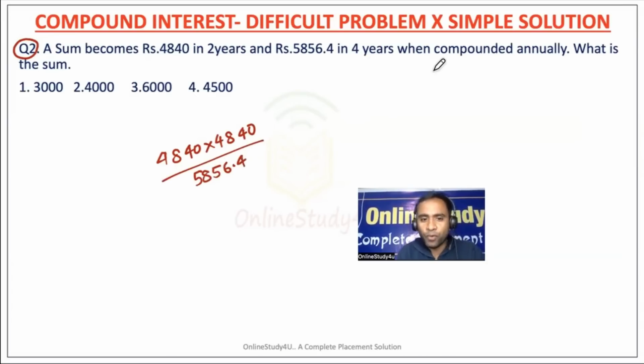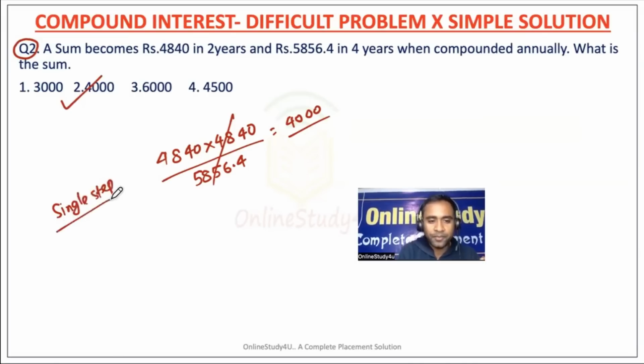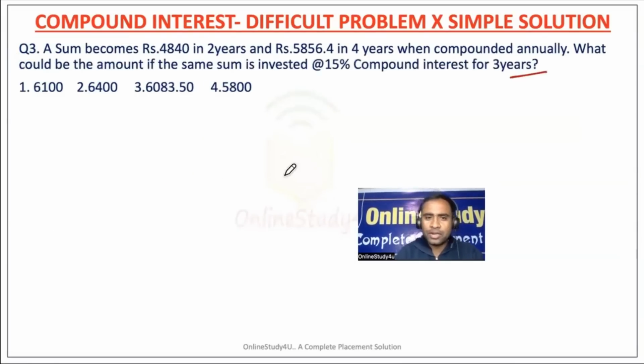Now, a sum becomes rupees 4840 in 2 years, and 5856.4 in 4 years when compounded annually. What is the sum? So again, if you simplify, you will get the amount and it will be 4000. Only one step, single step, right? And you are able to get the solution. Now we will make this problem a little complicated.